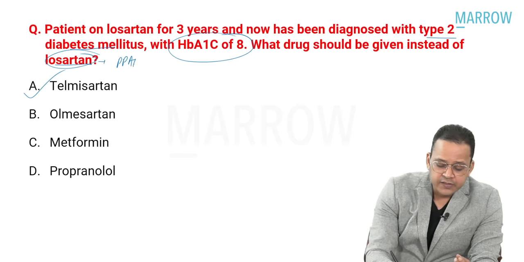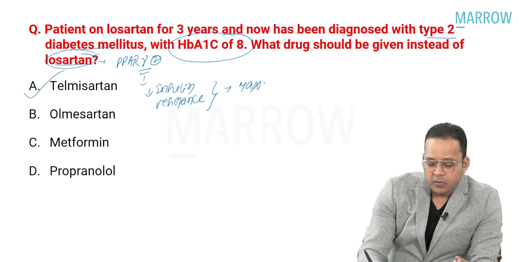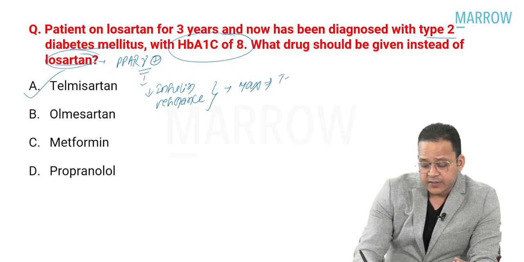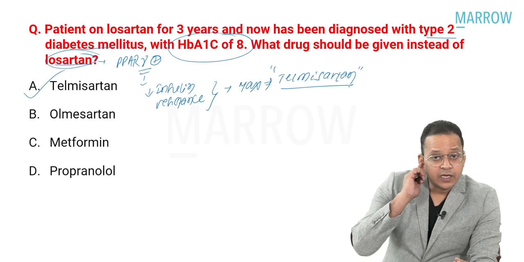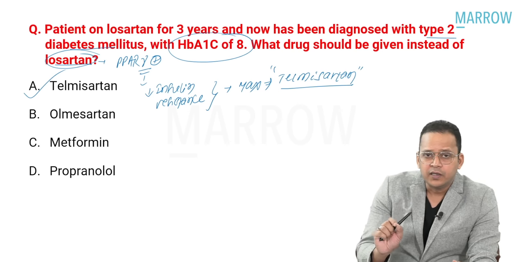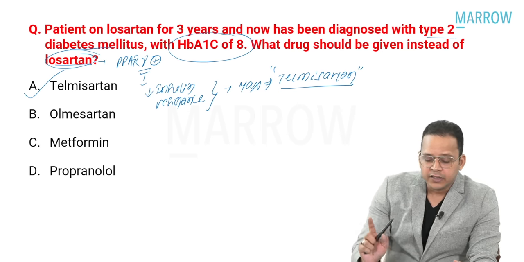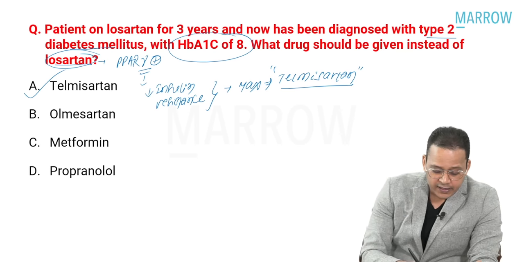Losartan causes PPAR gamma agonism, because of which it can decrease insulin resistance, right? But this particular effect among the ARBs is maximum with telmisartan, and there is a reason why telmisartan is the answer here. There is one point I tell you in the lectures about telmisartan, that it has maximum PPAR gamma agonism, and that is what they have asked. A is the right answer.